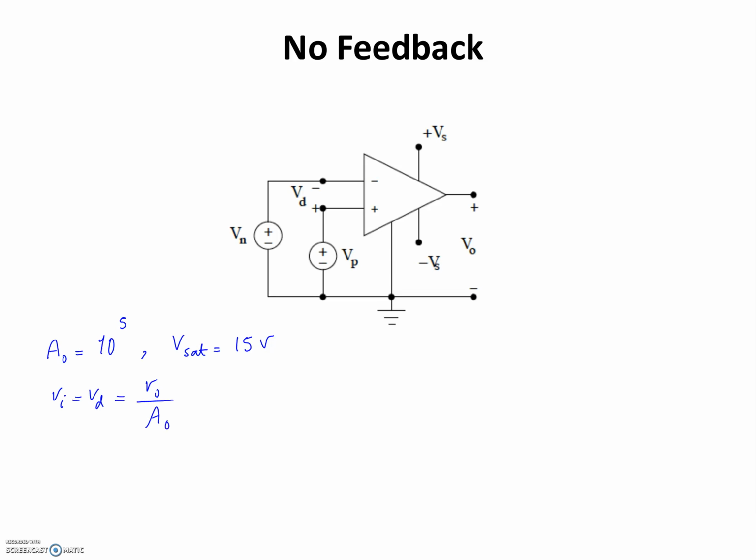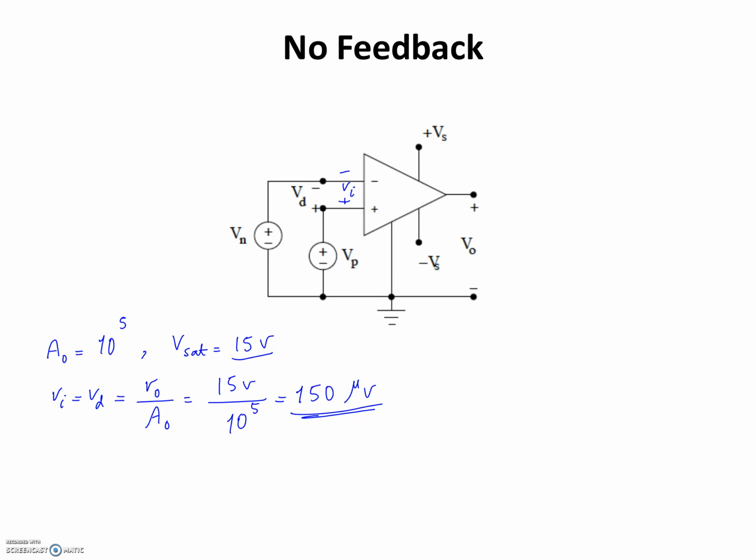So if you do that, and V out is maximum, for example V out goes to the maximum of V saturation, it's equal to 15 volts divided by 10 to the power of 5. That's going to give me 150 microvolts, which is a very small value. So the maximum input voltage that you can amplify here, plus minus Vi, is 150 microvolts. Anything beyond that, the amplifier is going to saturate to 15 volts. So you're not going to get any signal larger than 15 volts.